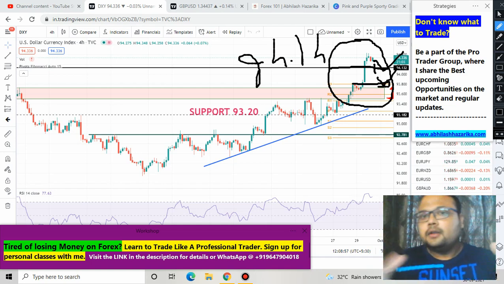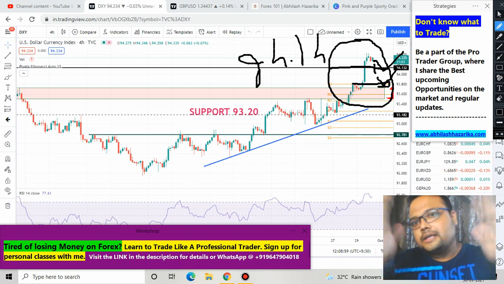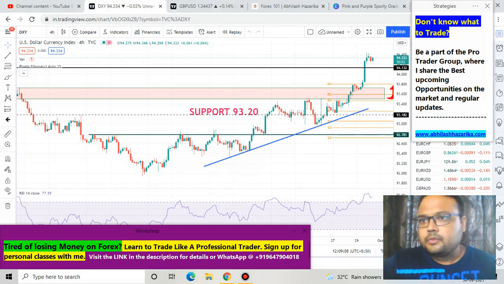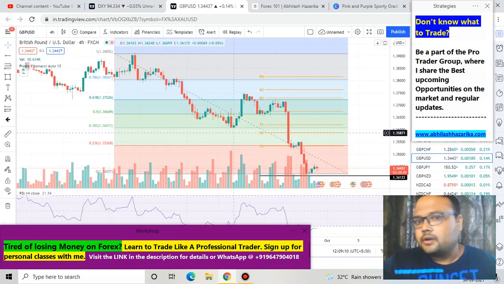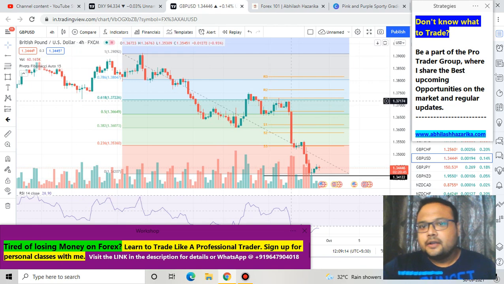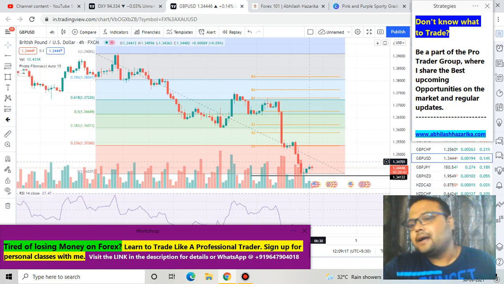Whatever happens, the overall trend of the US dollar is the same. It is in an uptrend, and after a retracement there is a good possibility of the US dollar going up again. Therefore the chart of GBP USD is witnessing heavy selling. You can see that there were big fat candles and still the market is struggling here.